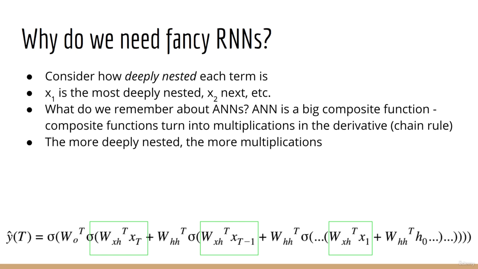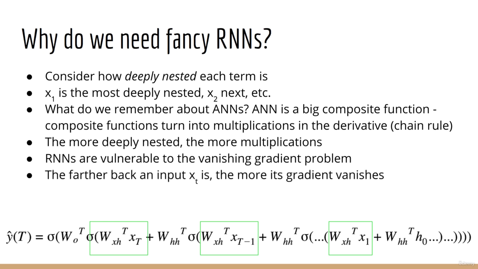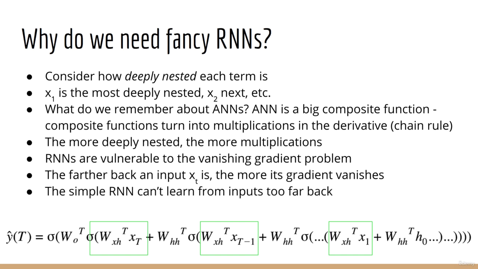In other words, RNNs are particularly vulnerable to the vanishing gradient problem. The farther back in the sequence the input is, the more vulnerable it is to the effects of the vanishing gradient. This is why it's often said that RNNs have problems learning long-term dependencies. The RNN simply can't learn from inputs that are too far back.